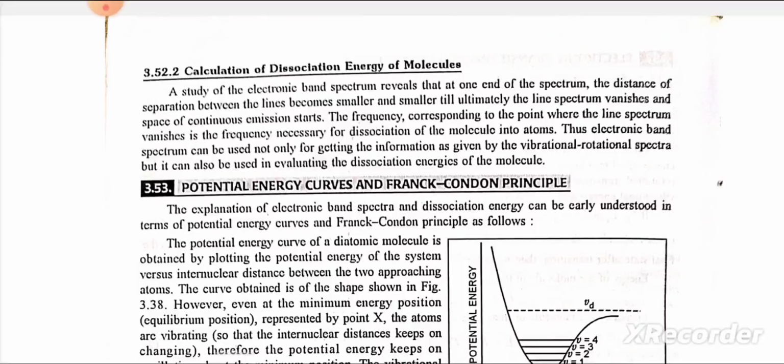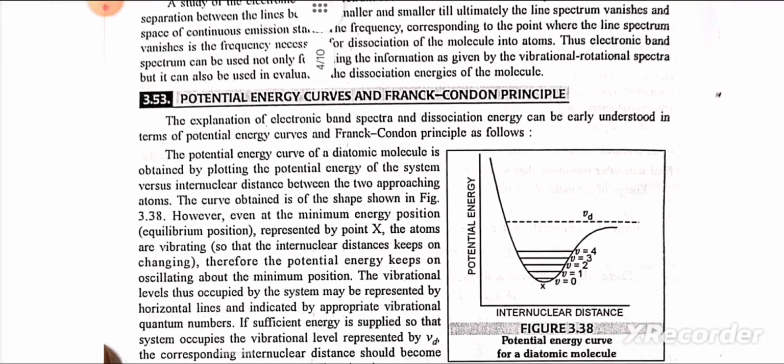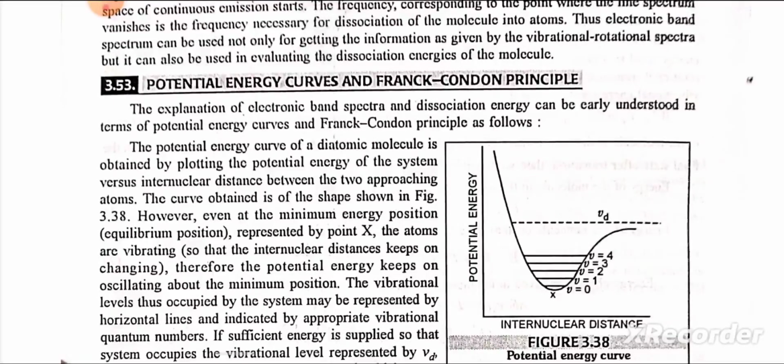Potential energy curves and Franck-Condon principle. The explanation of electronic band spectrum and dissociation energy can be easily understood in terms of the potential energy curve and Franck-Condon principle as follows. The potential energy curve of a diatomic molecule is obtained by plotting the potential energy of the system versus the internuclear distance between the two approaching atoms. The curve obtained is of the shape as shown in the figure. However, even at the minimum energy equilibrium position represented by point x, the atoms are vibrating so that the internuclear distance keeps on changing. Therefore, the potential energy keeps on oscillating about the minimum position.